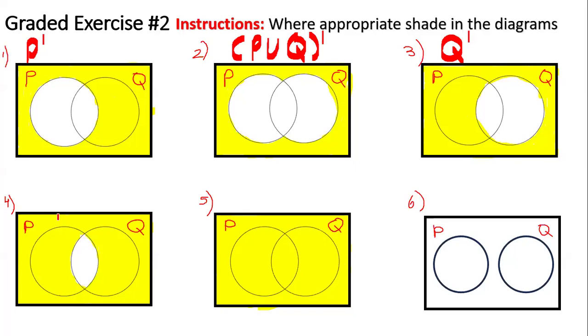Okay. What is number 4? P intersect Q complement.